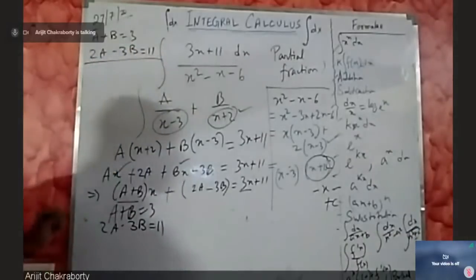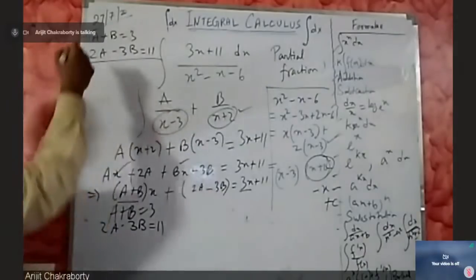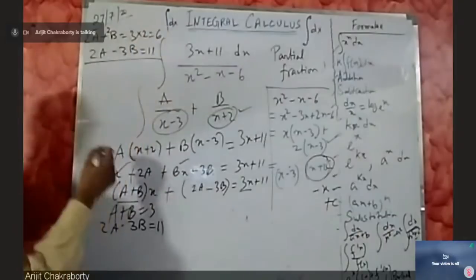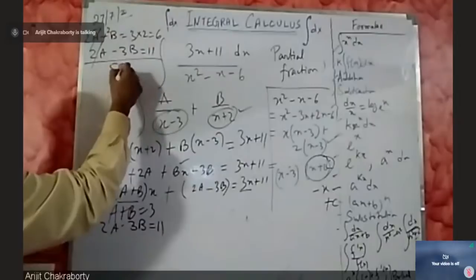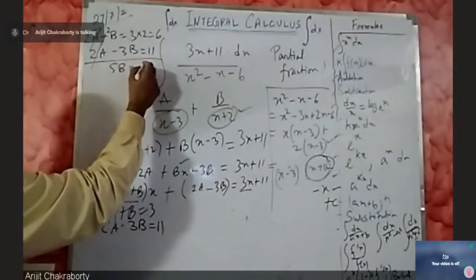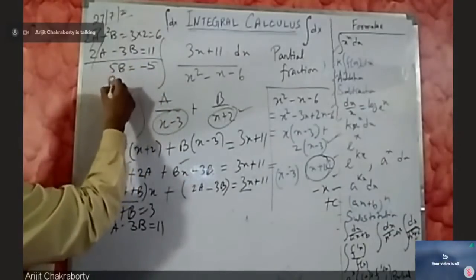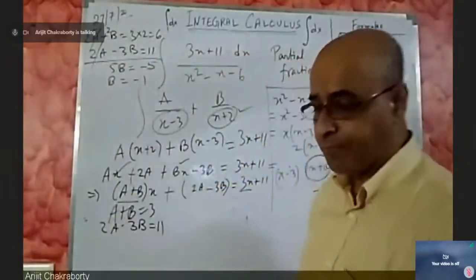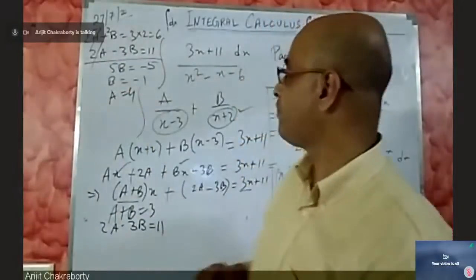You can easily solve it by multiplying equation 1 by 2. So you are getting 2a plus 2b equal to 6. So 2a and 2a cancel out. You have 2b and 3b, so 5b is equal to minus 5, and b equal to minus 1. So we are getting b equal to minus 1. If you solve for a, you will get a equal to 4.